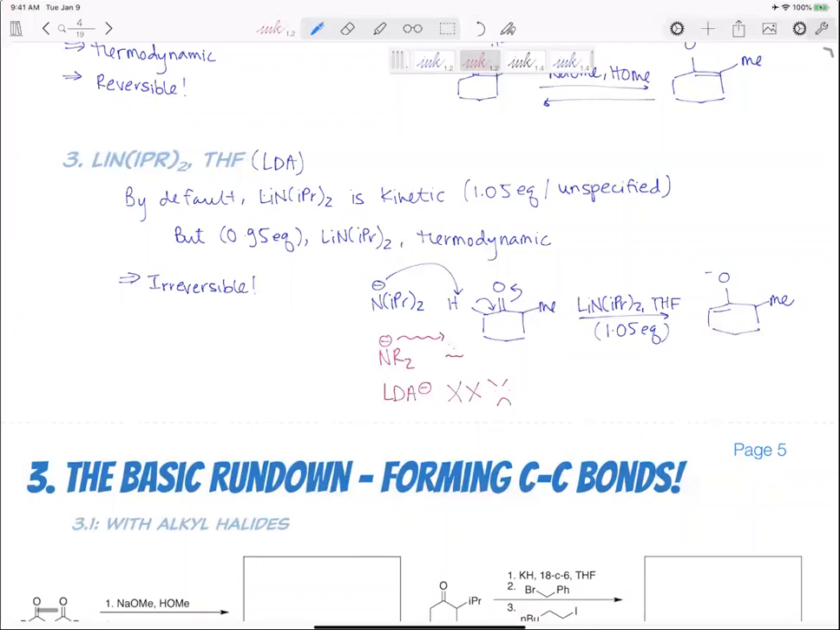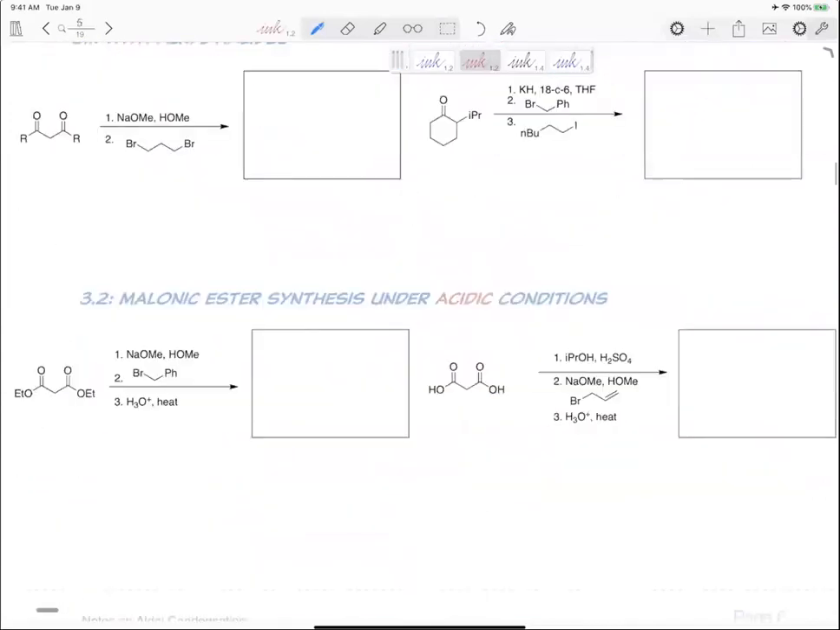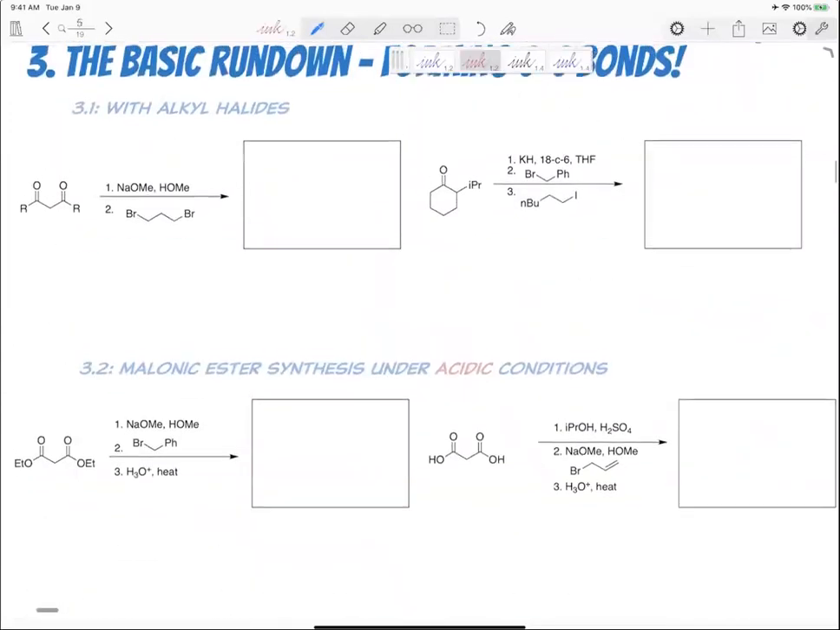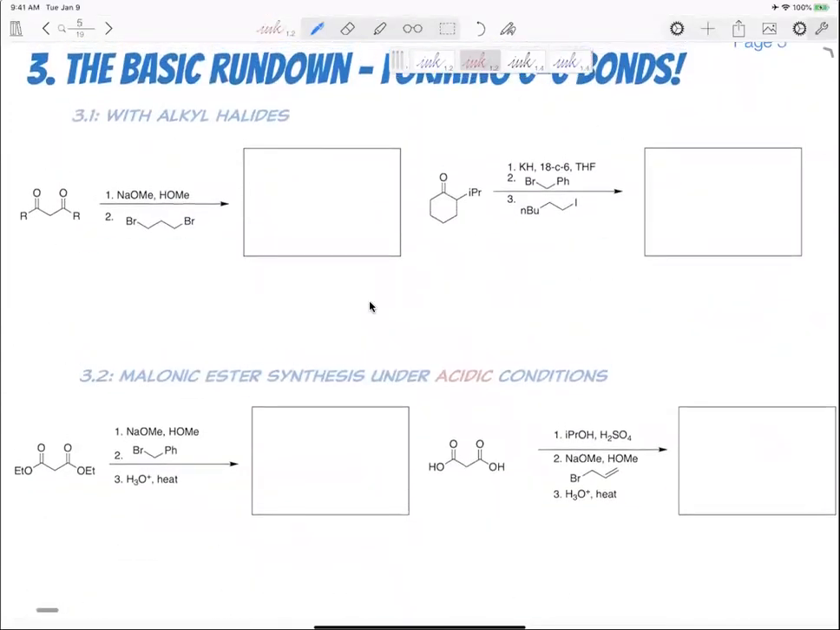And I'm not going to go through the whole mechanism on why that happens. It's already covered in your notes. And honestly, you're not going to see that in your exam, so I'm not going to worry too much about it. But just remember, a lesser equivalent of LDA makes it thermodynamic. No matter how many equivalents you specify, though, this base is going to remain irreversible for sure. Okay, the only reversible base that you see is Naomi and her homies.